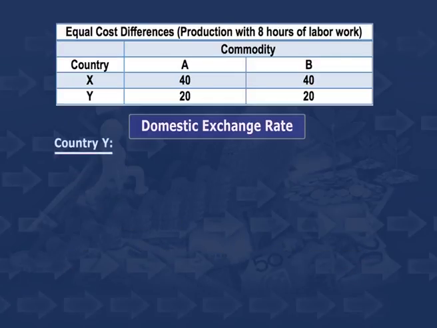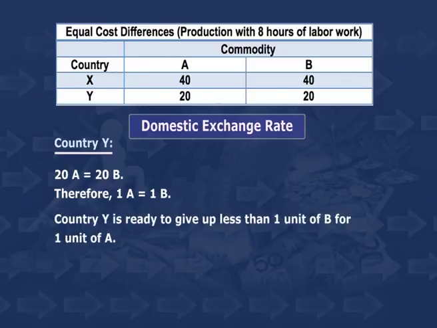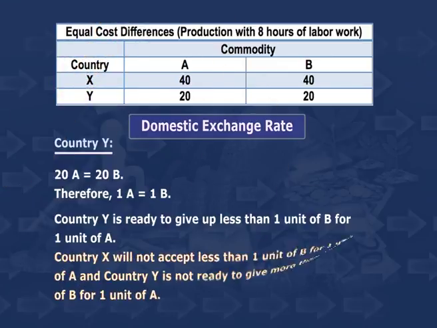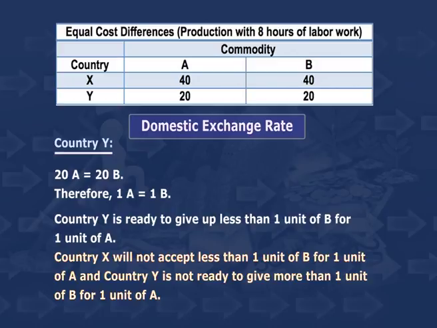In country Y, 20 units of commodity A is equivalent to 20 units of commodity B. Therefore, in country Y, 1 unit of commodity A is equivalent to 1 unit of commodity B. Country Y is ready to give up less than 1 unit of commodity B for 1 unit of commodity A. Country X will not accept less than 1 unit of B for 1 unit of A, and country Y is not ready to give more than 1 unit of commodity B for 1 unit of commodity A.